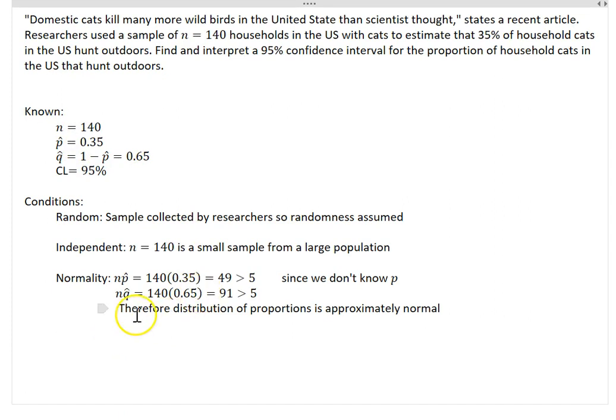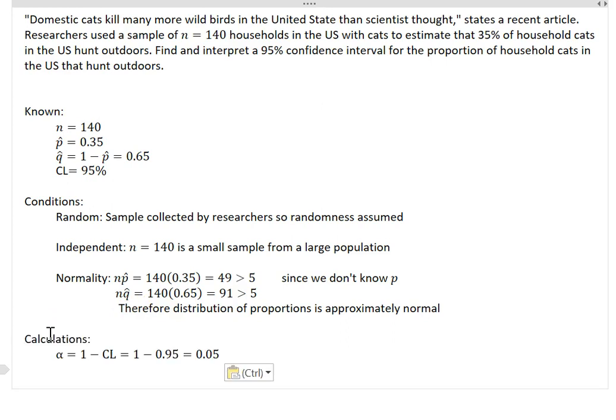Okay, I can start to do some calculations now. The first calculation I can do, the easiest one, is to figure out my alpha level. My alpha level is just the complement of my confidence level. My alpha level is basically the probability that I'm wrong, right? So if I want a 95% confidence level, well, I'm 5% not confident.